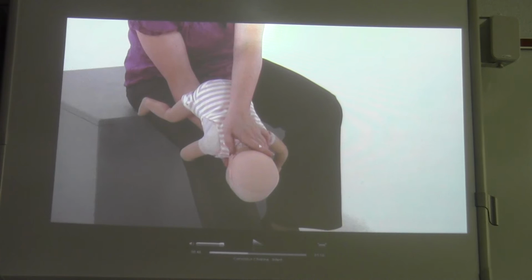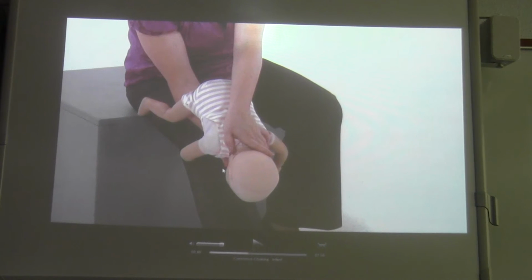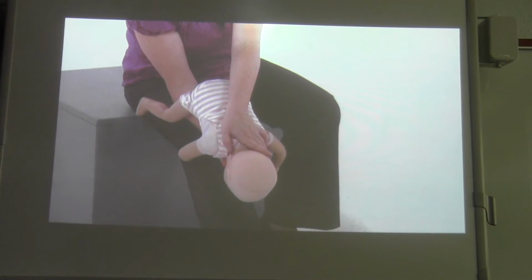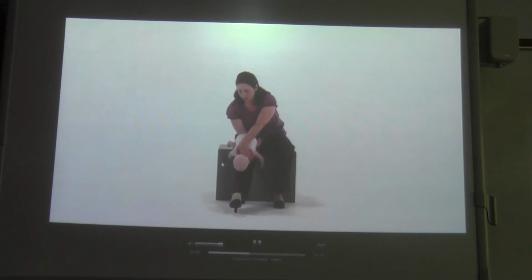Look at her supporting that baby. And her other hand is down here. She's not holding her mouth, she's holding under her chin and keeping the airway open. With her head lower than her chest. In this position, gravity can help dislodge and expel the object.